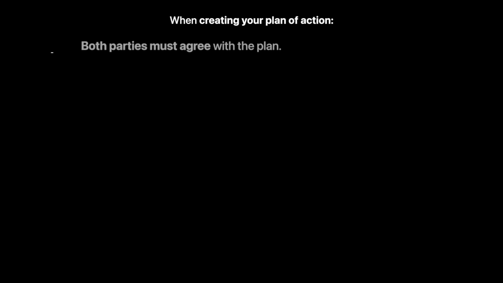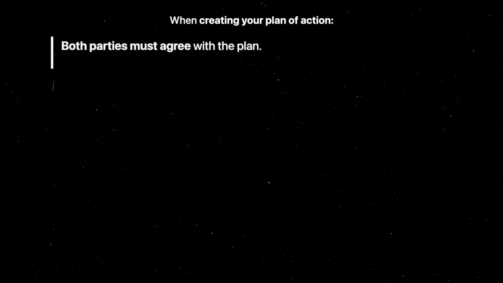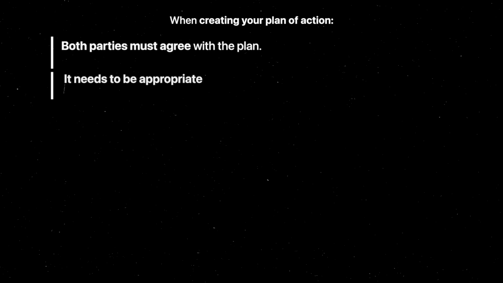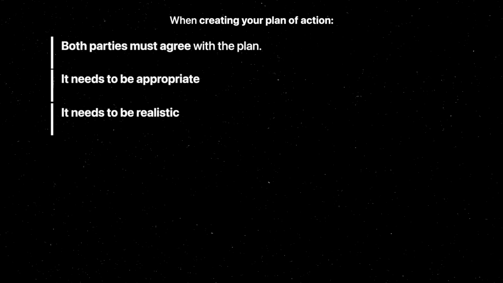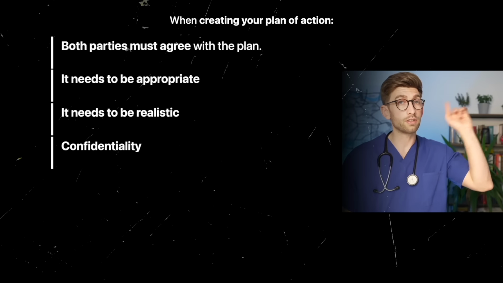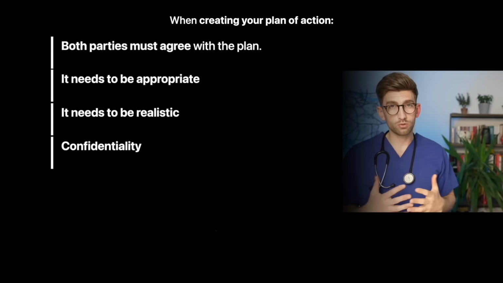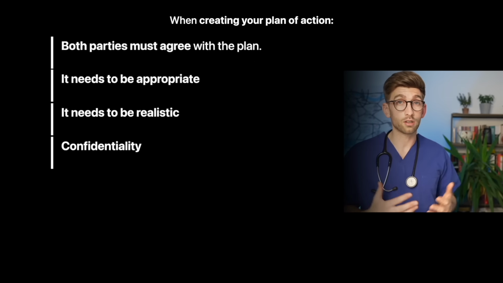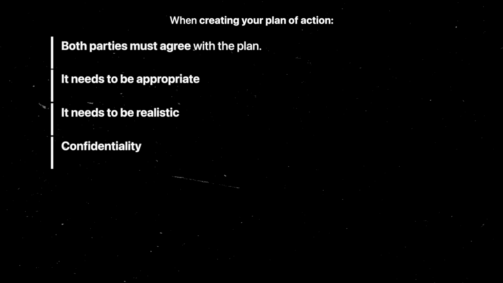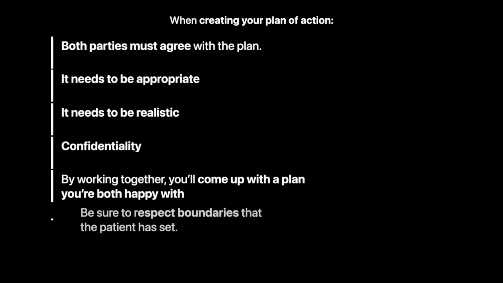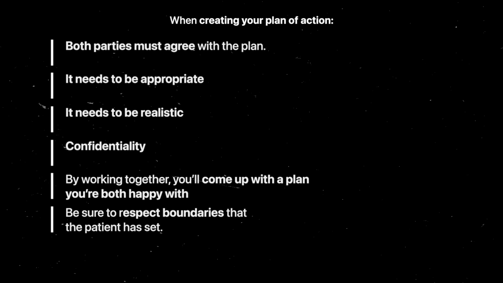And when you're creating your plan together, I want you to be aware of the following 6 points. Firstly, it's really important that both parties must agree to the plan. You have to do something that they think that they can do and they're happy with. It needs to be appropriate. Also needs to be realistic. You need to respect their confidentiality, and we'll talk about confidentiality in another video, but for now you need to maintain their privacy and not say anything or disclose anything that they don't consent to. Make sure that you have a plan that is feasible and you're both happy with, and finally make sure that the patient's boundaries are respected. It must be something that they're comfortable doing.